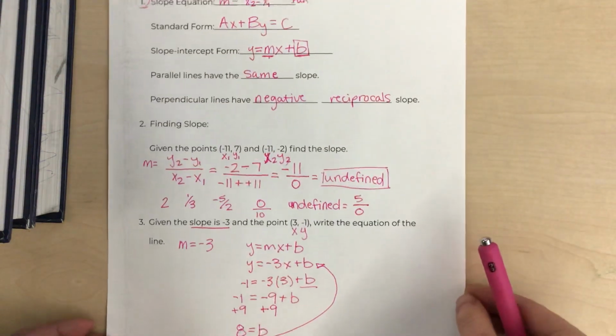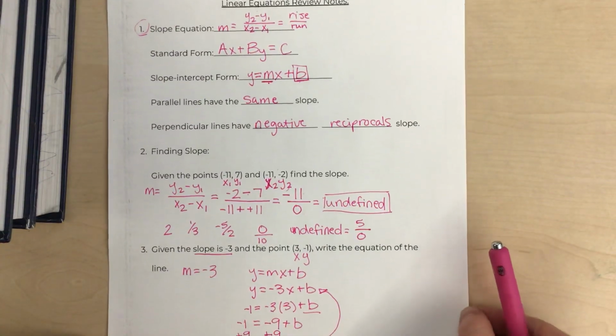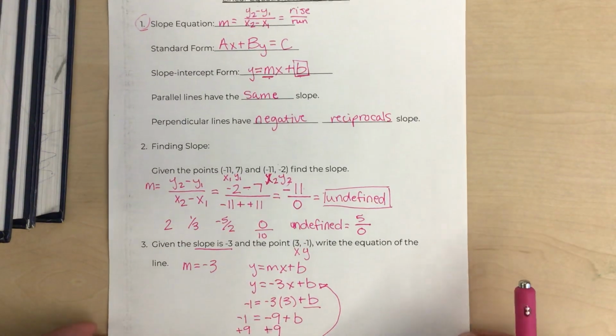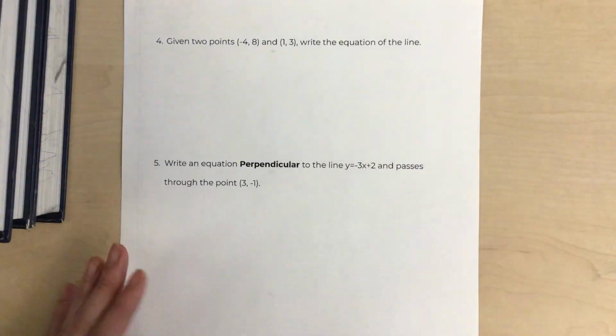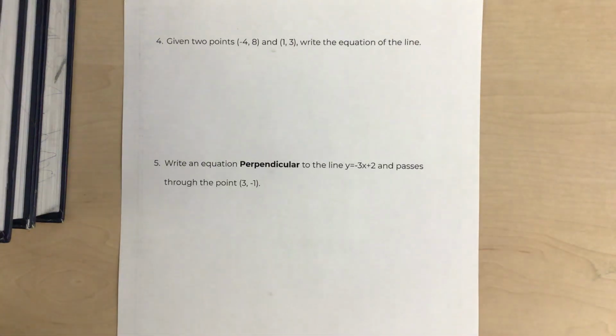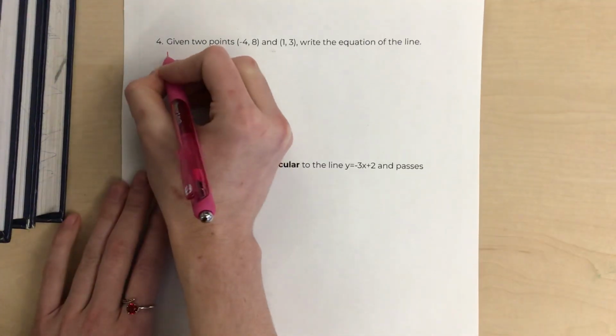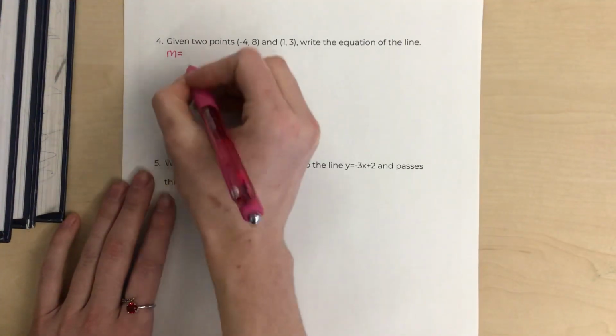So we've got our first few example problems here for you so that you are prepared for that quiz. Now I've got 2 more examples for you because our quiz is going to be a total of 5 questions. For question 4, you'll be given 2 points and need to write the equation of the line. That means we first need to find our slope. We can't do anything without slope.